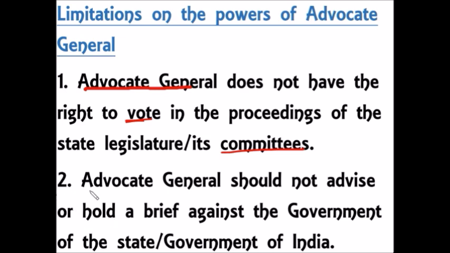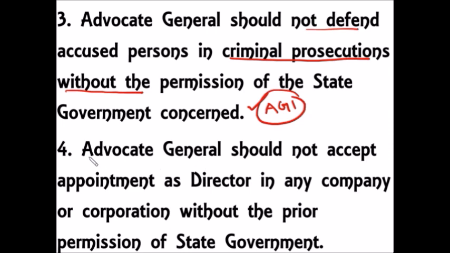The second point is that the Advocate General should not advise or hold a brief against the government of the state or India. The third point is that the Advocate General should not defend accused persons in criminal prosecutions without the permission of the state government. We already discussed these points in detail in the Attorney General of India topic. The fourth point is that the Advocate General should not accept a post like director in any company or corporation without the permission of the state government.